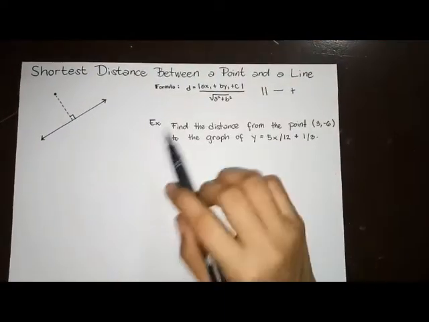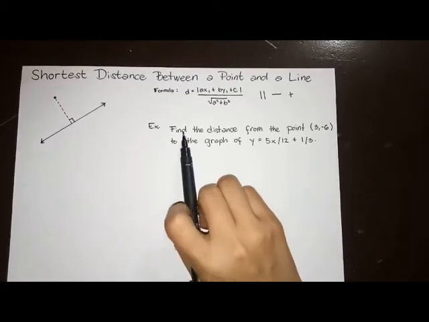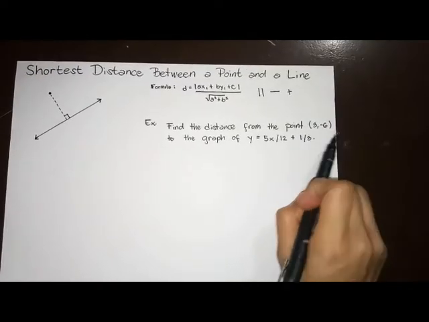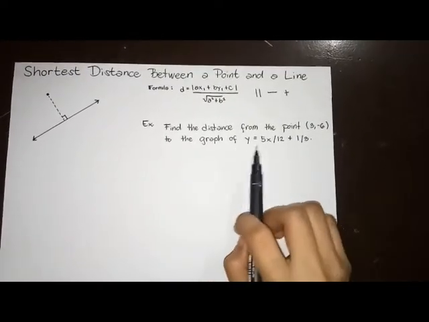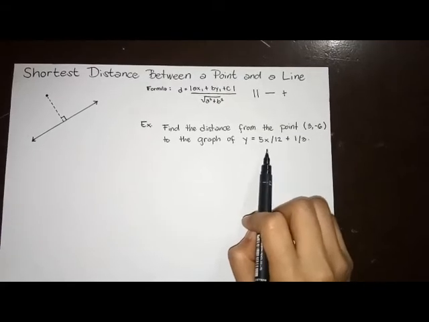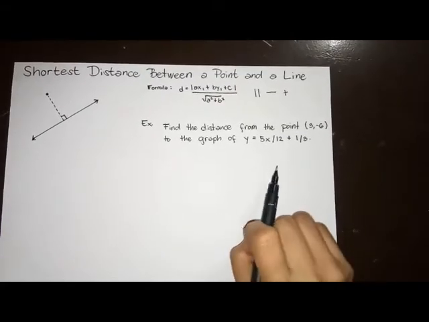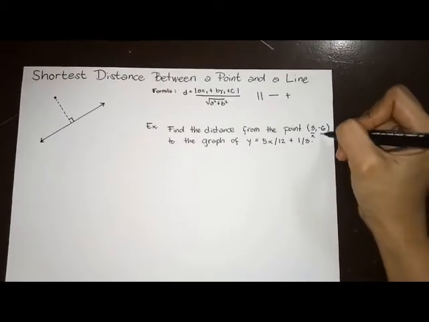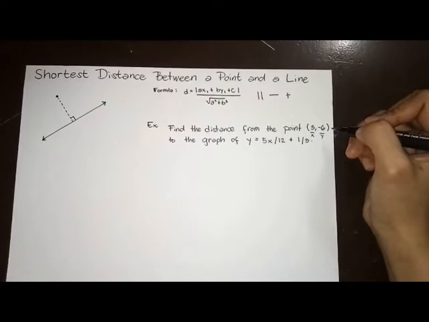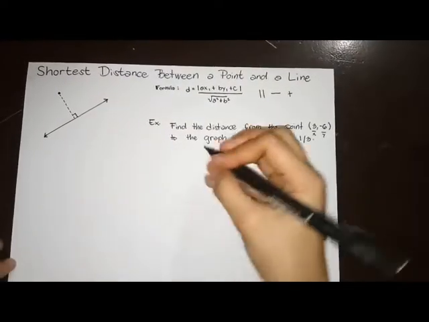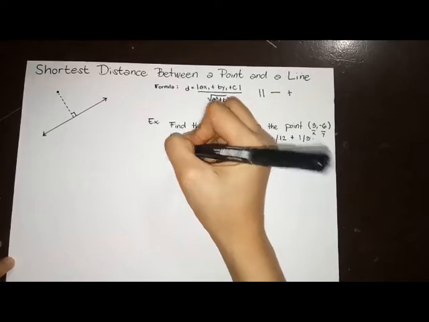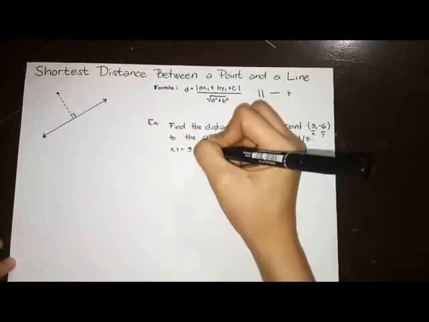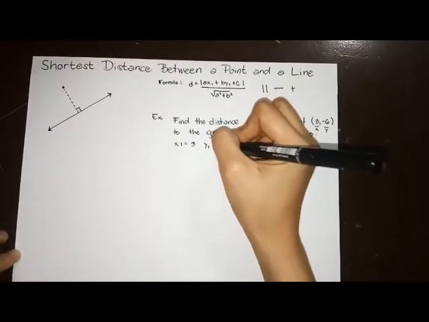For example, number one, find the distance from the point (3, negative 6) to the graph of y equals 5x over 12 plus 1 over 3. So as you can see, this is the x and this is the y. So x1 is equal to 3 and y1 is equal to negative 6.